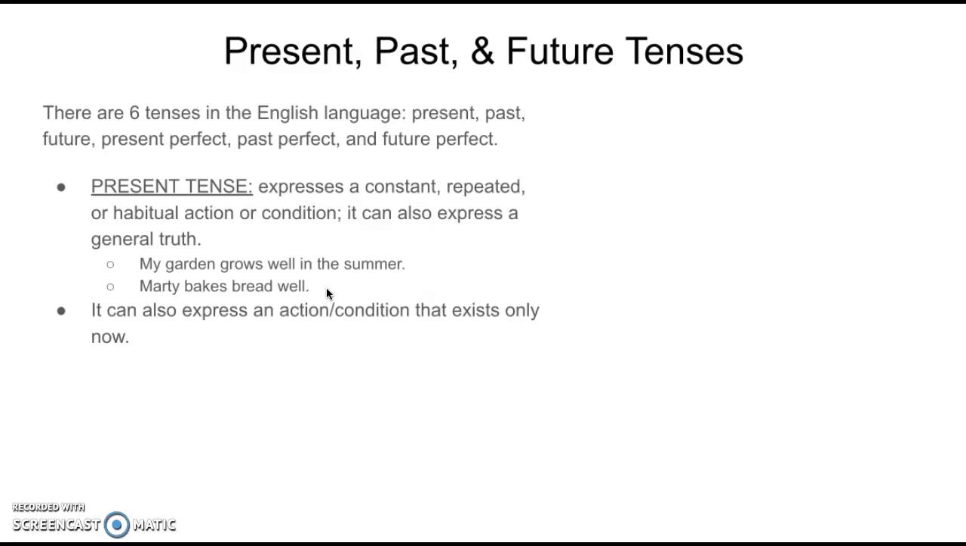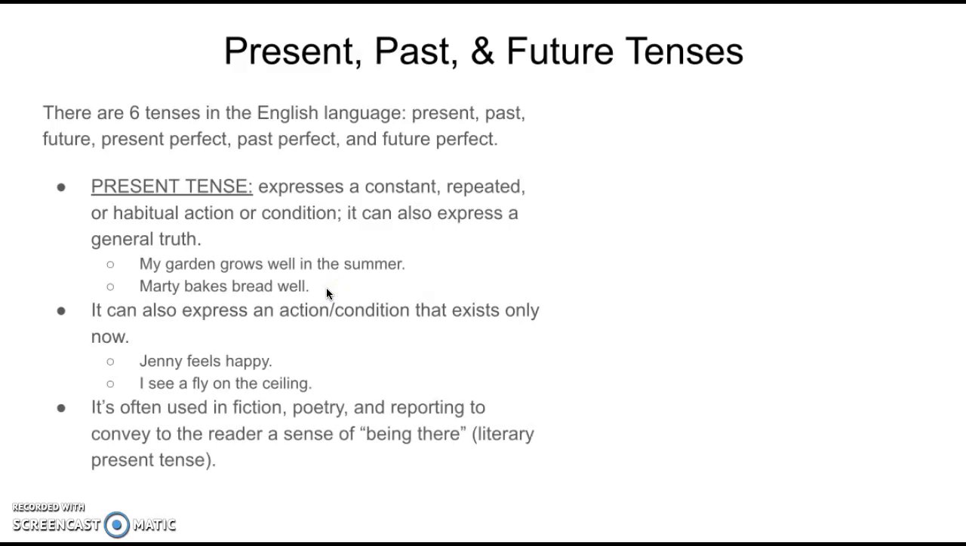It can also express an action or a condition that exists only now, like Jenny feels happy for now, or I see a fly on the ceiling for now. It's often used in fiction, poetry, and reporting to convey to the reader a sense of being there. And this is called literary present tense, which you should always use when you're writing literary analysis papers in Mr. Barfield's literature class. Moving right along.